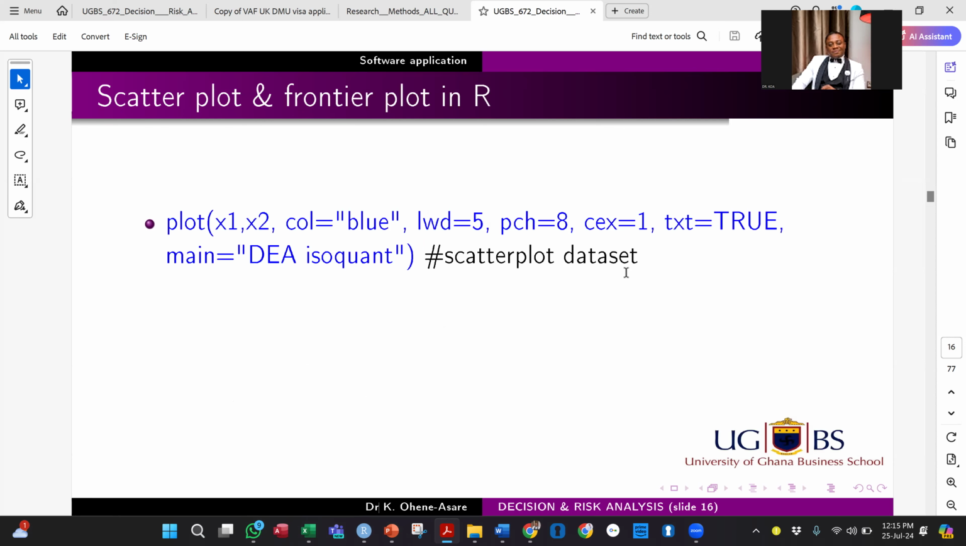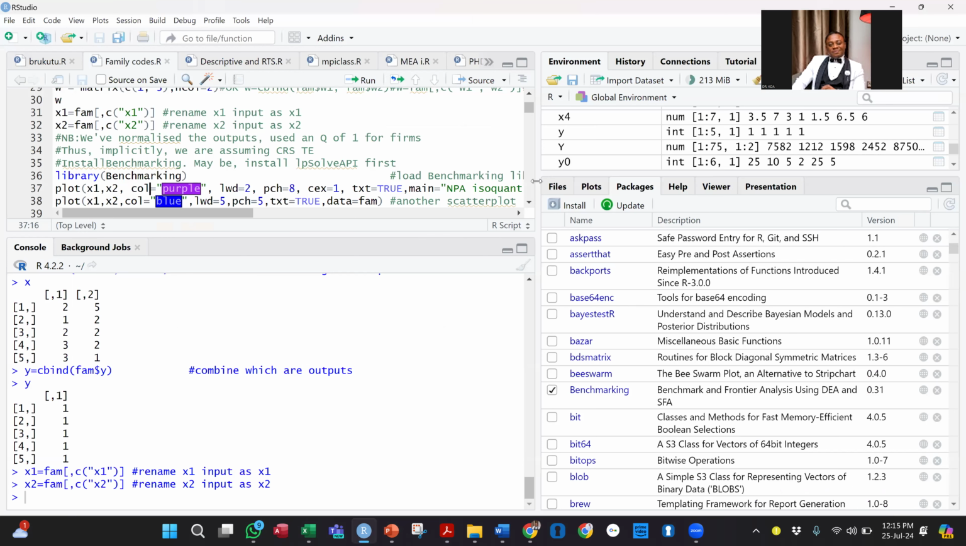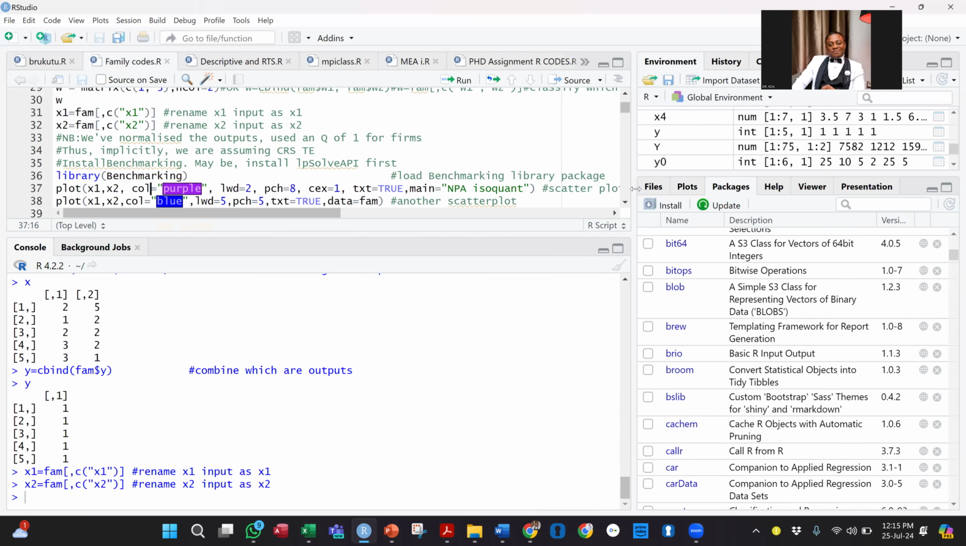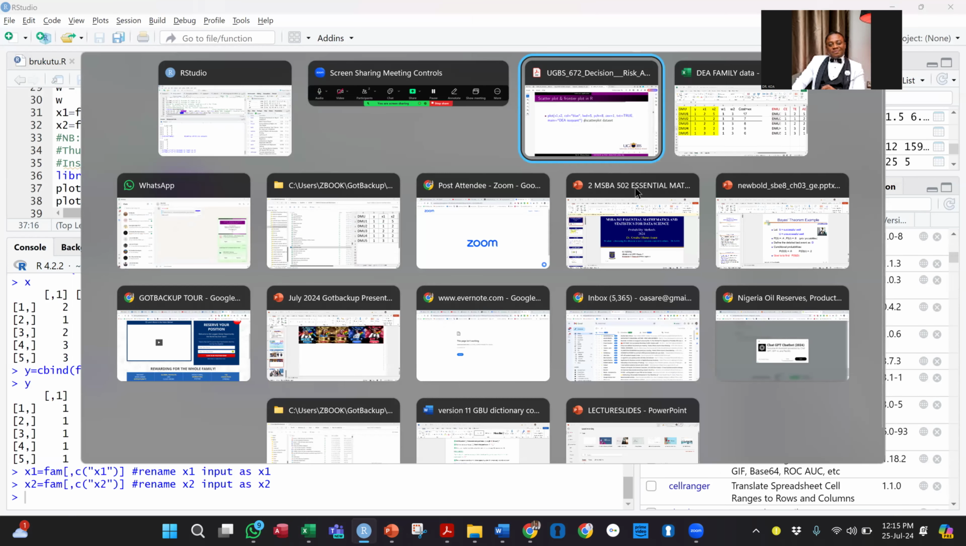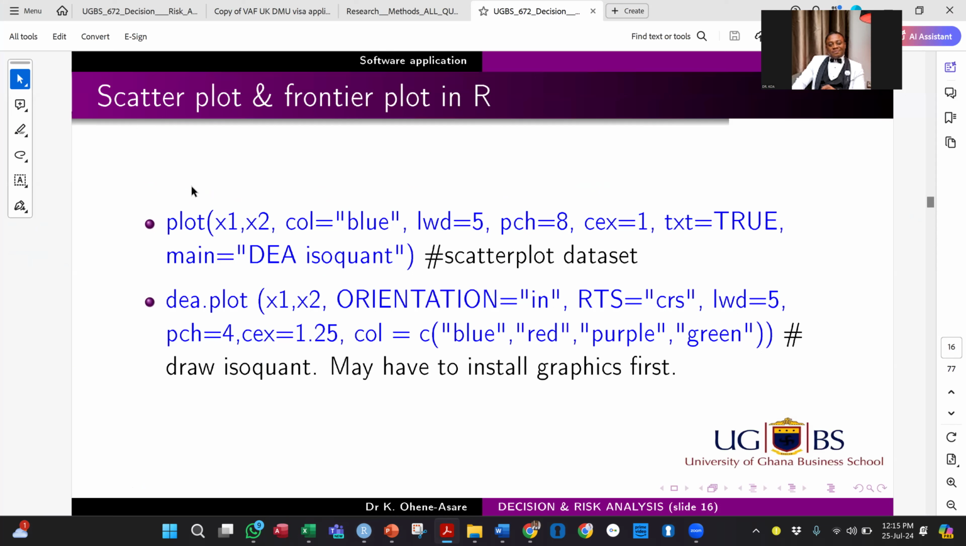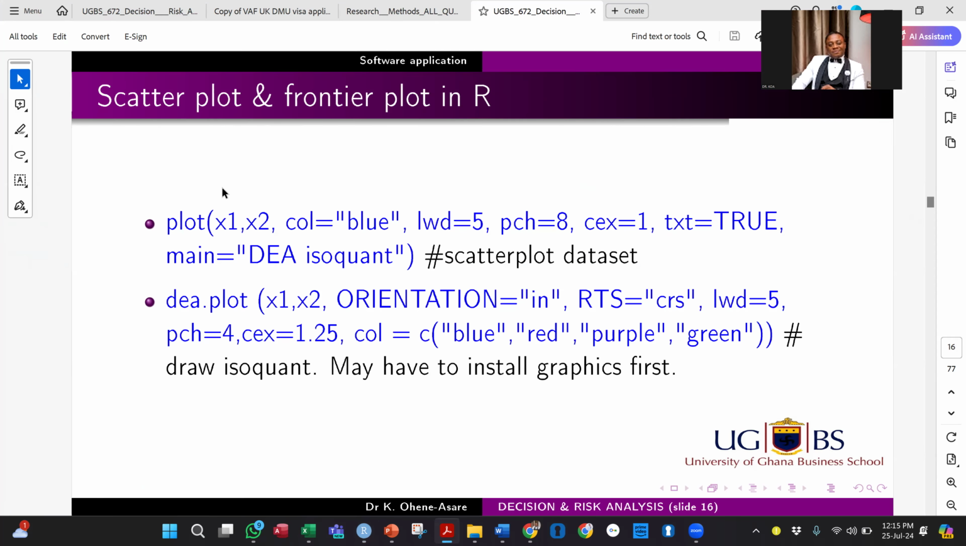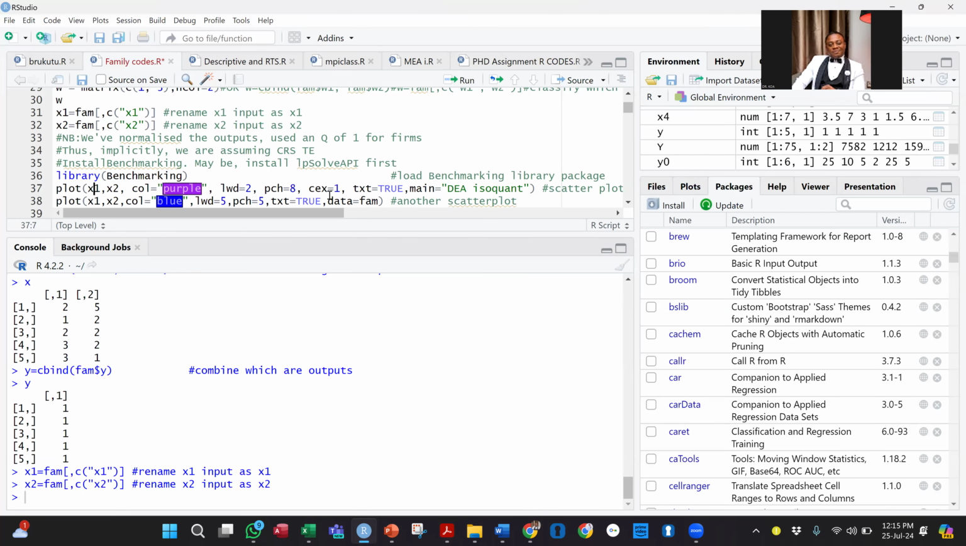So with that in mind, let's go to the plot. The first plot I have here, you can use any name. For example, here, I call it DEA isocont. You can call it anything. So DEA isocont. It starts with plot X1 and X2. The color here, I've chosen purple. But in your slide, yours is blue, isn't it? Yeah, no problem. I've changed the blue to purple. The line weight is 5. I've changed mine to be 2.